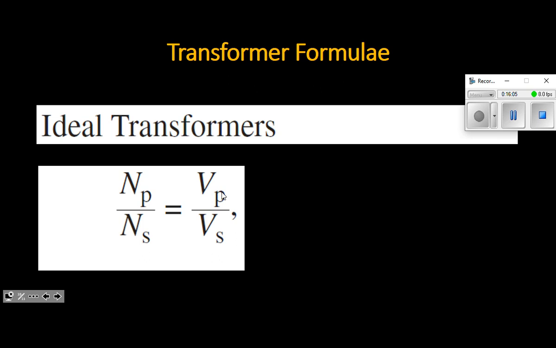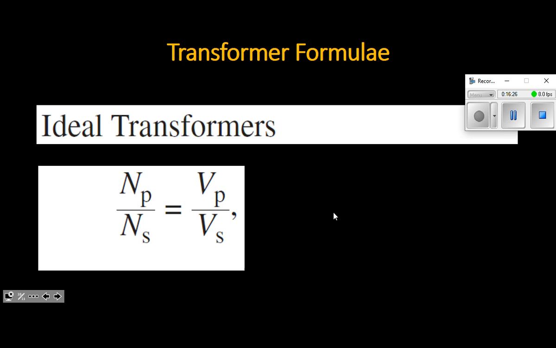Now we can take this whole formula and put it upside down. So it could be number of turns in the secondary divided by the number of turns in the primary. But then on the other side, voltage would have to be on the top of the secondary, voltage in the primary on the bottom. We're going to do that in today's sample questions. We've got a little technique to help make this a little easier for you to rearrange.